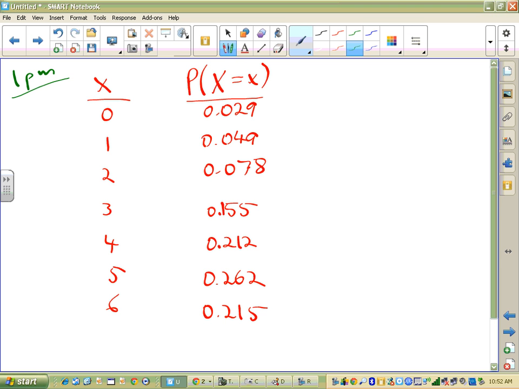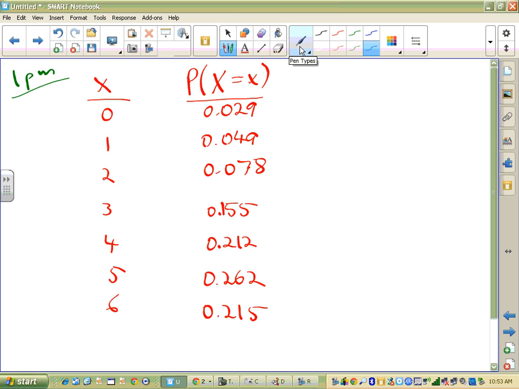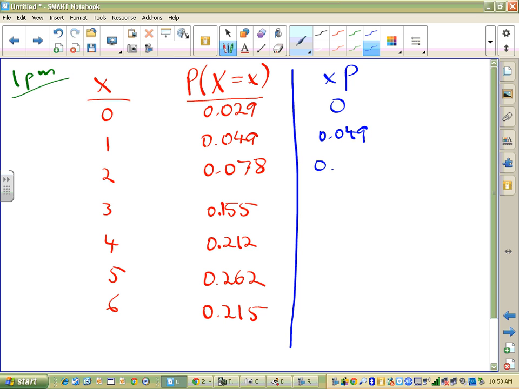So let's go ahead and calculate the mean then. To calculate the mean, we're going to multiply x times each probability and then find the sum of that. If we had to do this with our Samsung Galaxy or with our iPhone, you might want to have another column here that's XP. Well, 0 times 0.029 is 0. And 1 times 0.049 is 0.049. And 2 times 0.078 is 0.156.